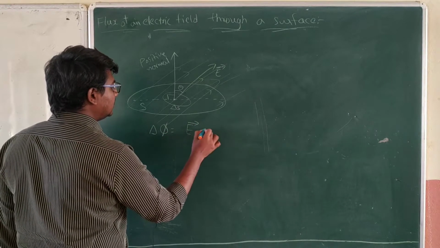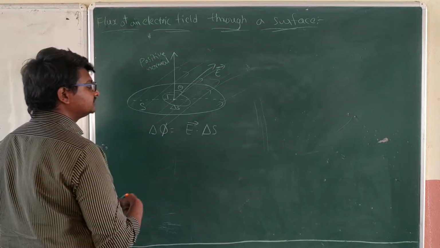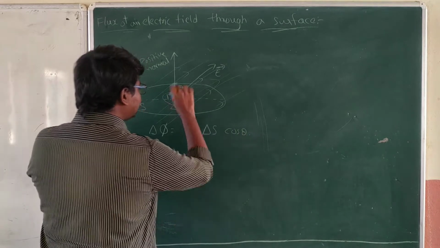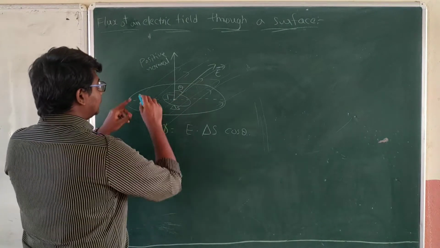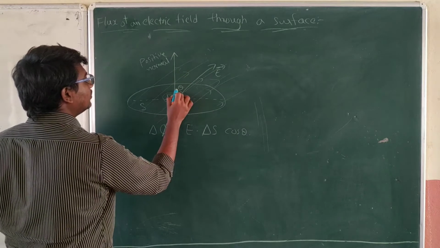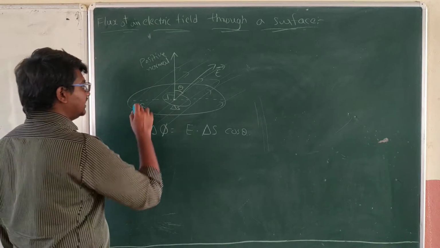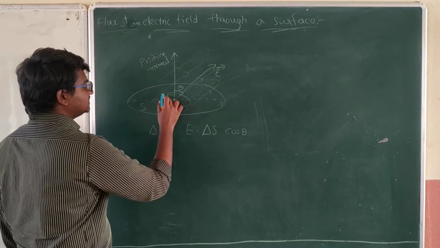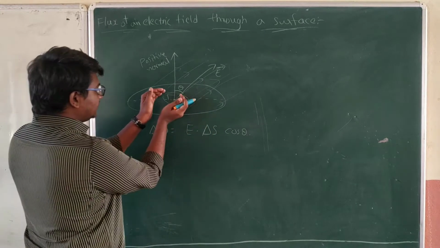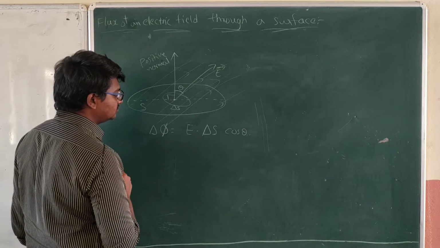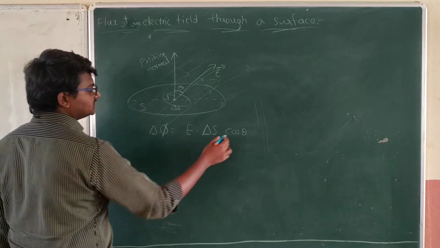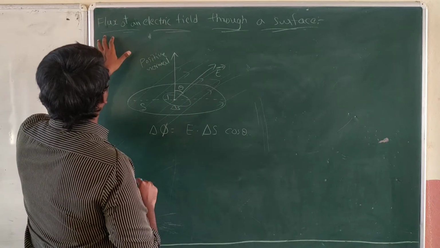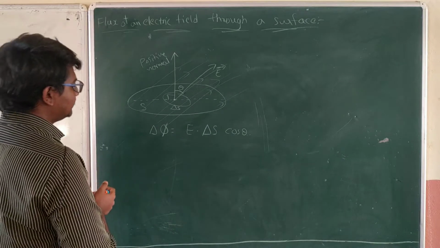This delta phi is equal to E bar dot delta S, or you can say E delta S cos of the angle between them. Cos of the angle between them means the angle it makes with the perpendicular is important for us. Here delta S is an area, and in that area we have taken a small one, delta S. Delta phi is equal to E delta S cos theta. This is the equation for the flux of an electric field through a surface.